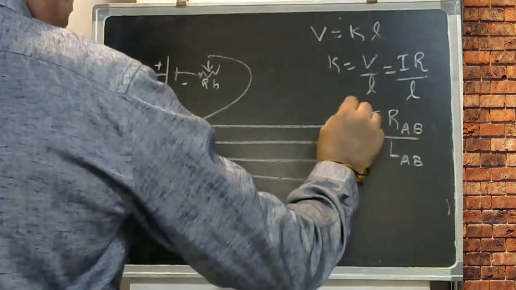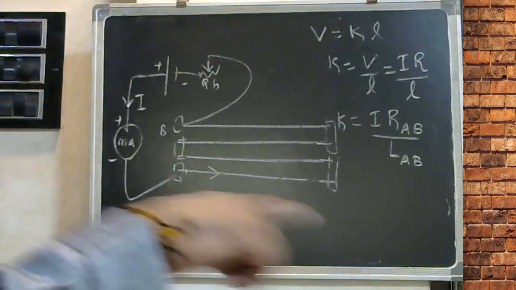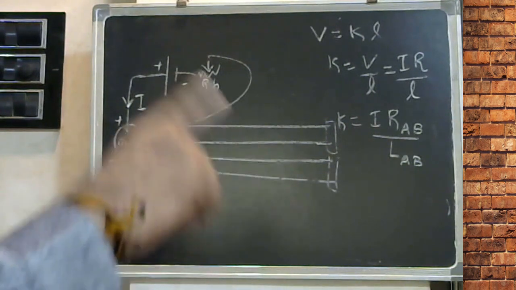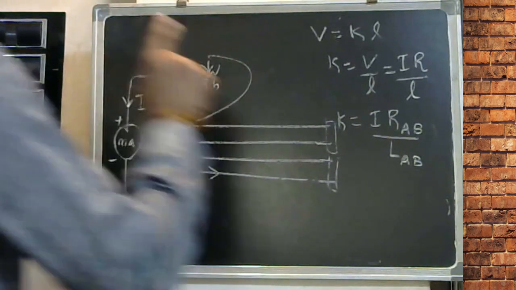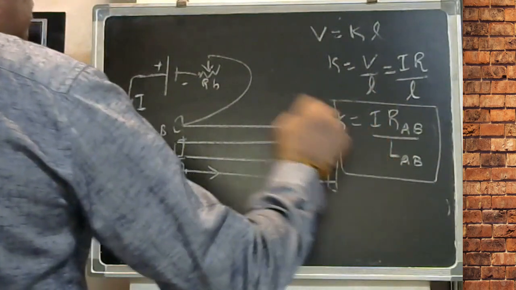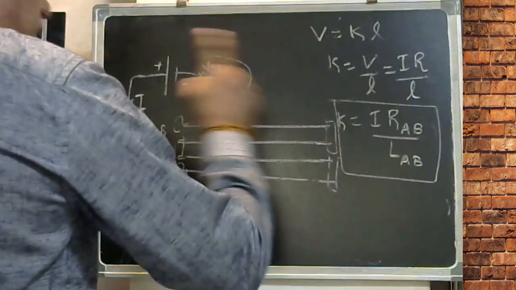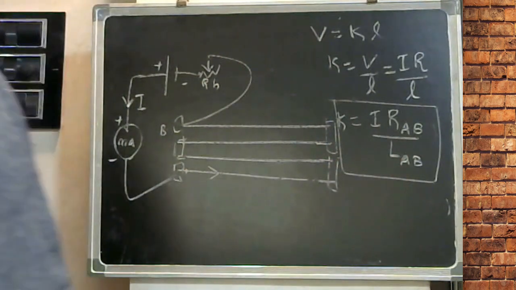So K value is all about the voltage drop across the complete potentiometer wire divided by the complete length of the wire. If the wire is 1000 centimeters, you divide by 1000. Because I'm going to get another L, which is the balancing length, small l. That balancing length is different from the complete length of the AB wire. So you have to be very clear when you find K in numericals: it's going to be the current I flowing in the circuit times the resistance of the complete wire AB, divided by the length of the complete wire AB.